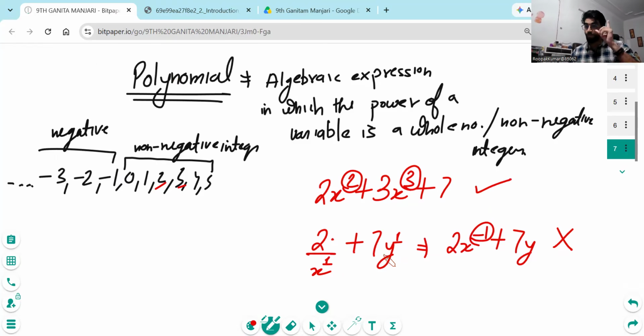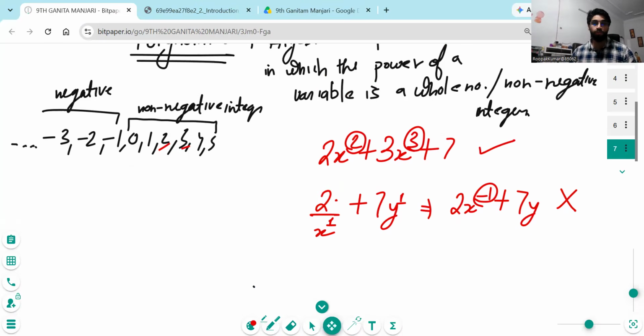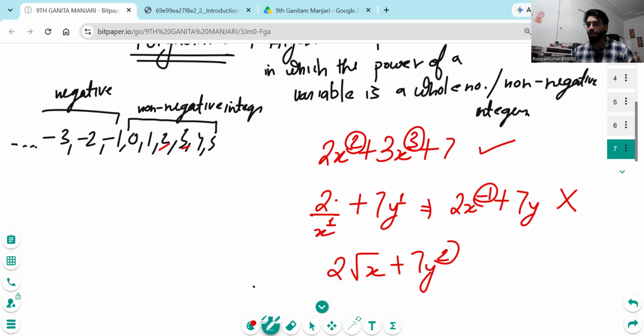That means not a polynomial. So please simplify it first. Similar, it goes for this fashion. Let's say we have 2 root x plus 7y square. This is a whole number, but if I say this is a fraction, so fraction is not allowed. This is also not a polynomial.